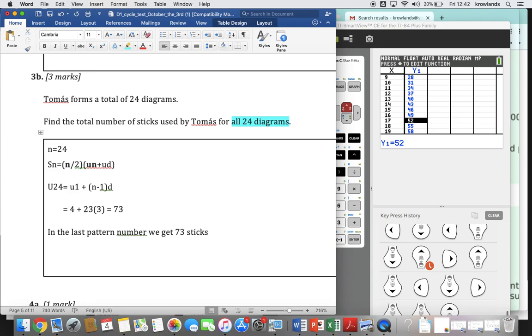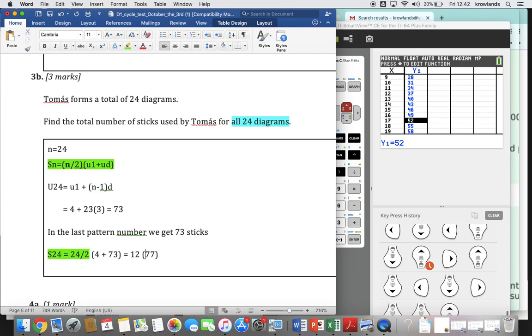But now we need to find the sum of all of them altogether. So what we're going to say is the sum of 24 is equal to 24 divided by 2. Now we're using this equation above. And then in brackets, we're going to write down the first term and the last term. And actually this should be u1, not un. The first term, like we said before, is 4. And the last term is 73. So we can then solve this equation quite easily. So it's 12 times 77, I believe.